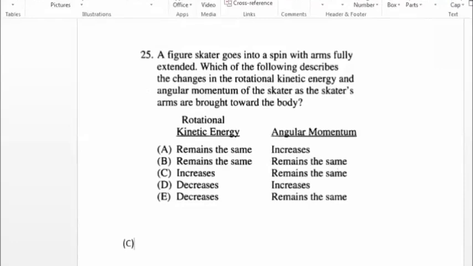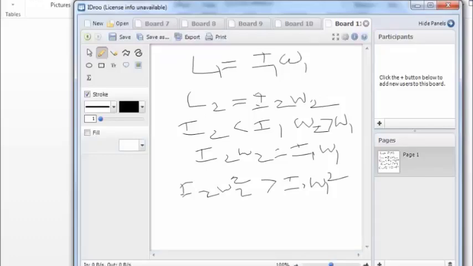Problem 25. A figure skater goes into a spin with arms fully extended. Which of the following describes the changes in the rotational kinetic energy and angular momentum of the skater as the skater's arms are brought towards the body? So in this case, there are no external forces or torques acting. So when there are no external torques, the angular momentum has to be conserved. So the angular momentum is equal to the moment of inertia and the angular velocity. L1 is the initial angular momentum, L2 is the final angular momentum. So these two should be equal.